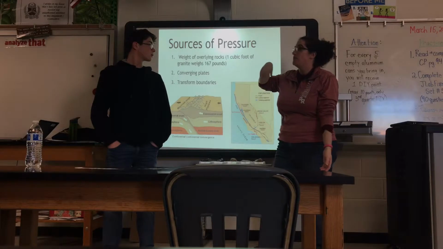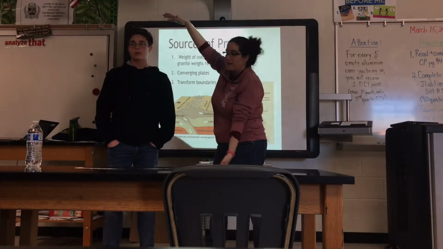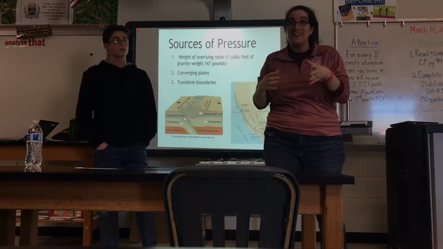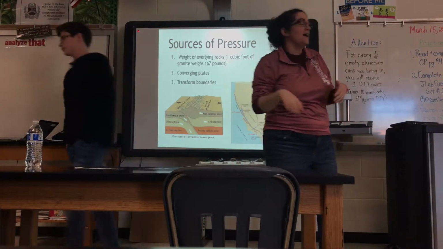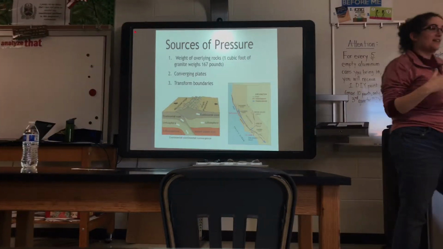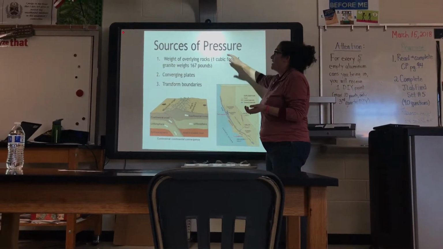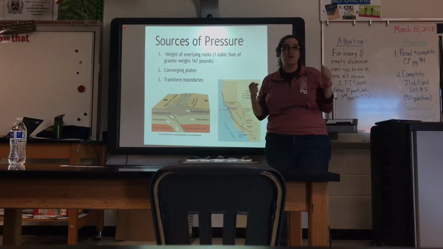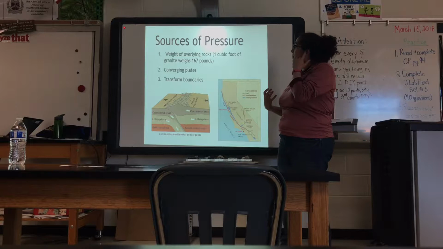Okay, so I'd like you to imagine 167 pounds Aiden, and now I want you to squish him into 1 cubic foot, which is roughly the size of his head. Take all of Aiden and swoosh him into his head. That is the kind of weight and density that we're talking about. Thank you, Aiden. That's the kind of weight and density that we're talking about when we are talking about weight of overlying rocks. So it's not like, oh, I parked my car on the sandstone and it turned to quartzite. No, it's got to be really heavy stuff.